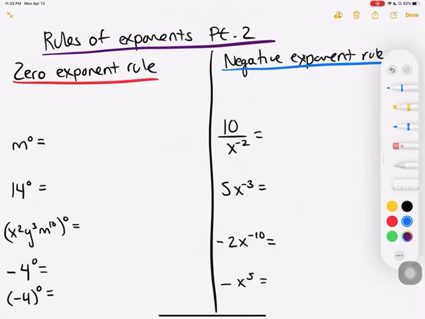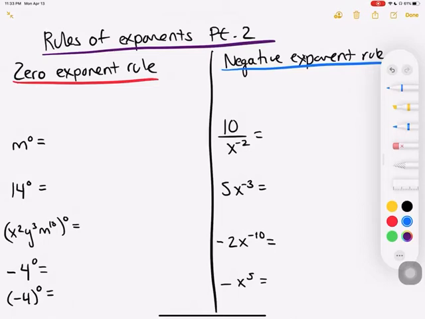So this video is a follow-up of the rules of exponents part 1, where I talk about the product rule or the multiplication rule and the quotient rule of exponents. Okay, the next rule that I'm going to talk about is going to be the zero exponent rule.